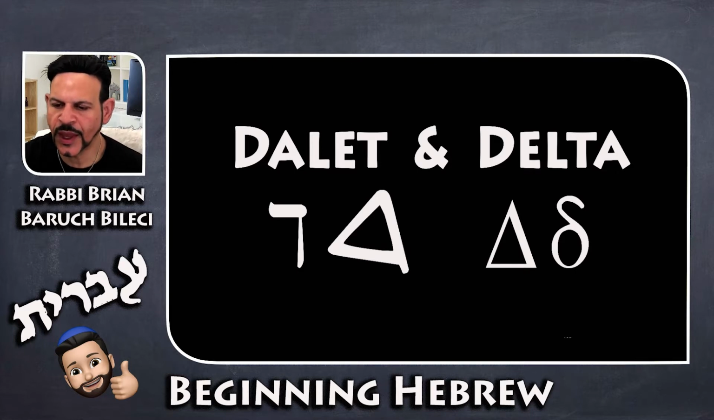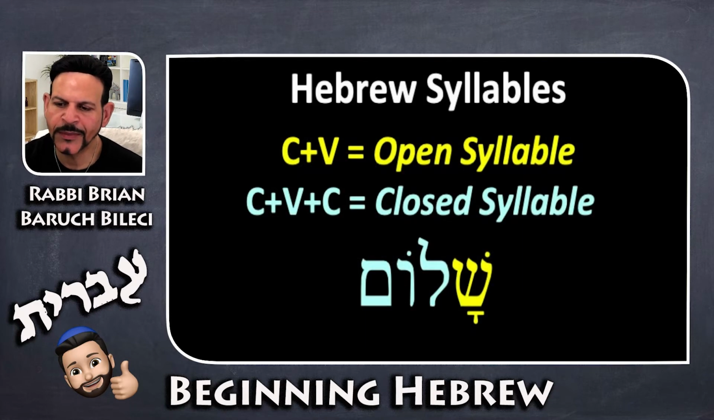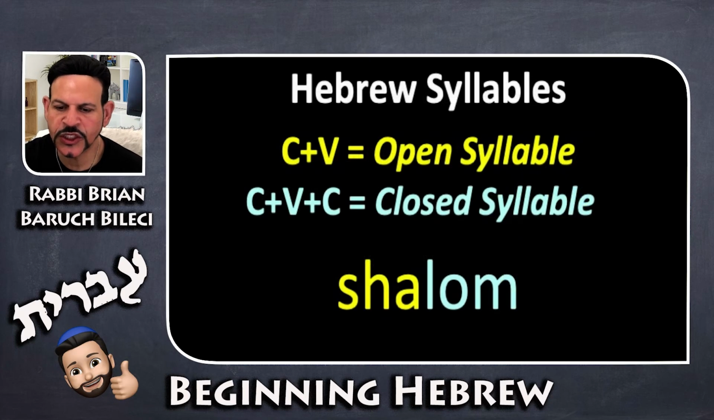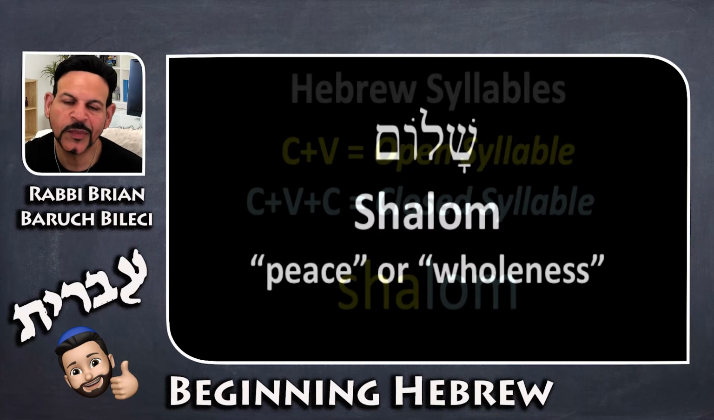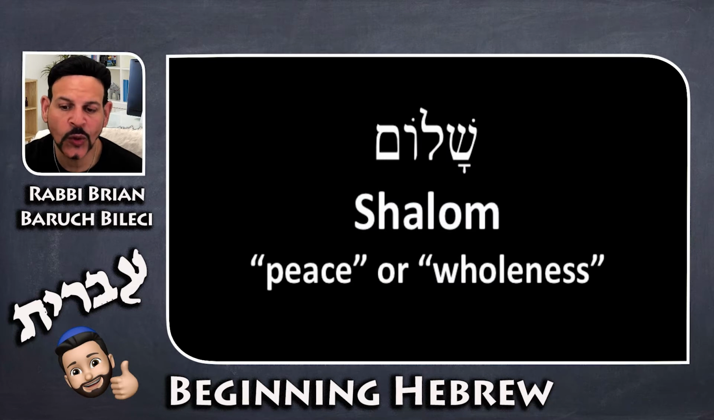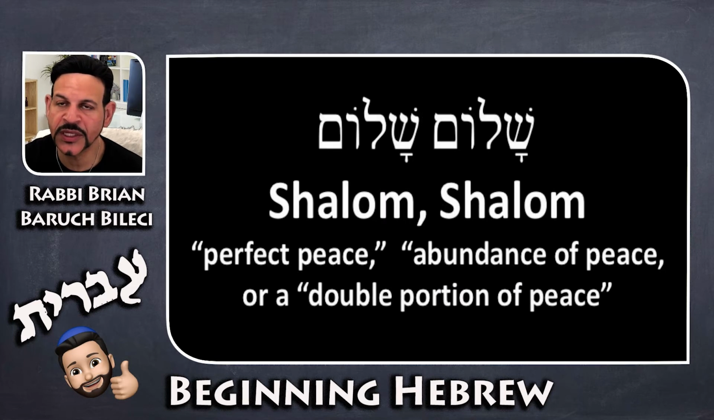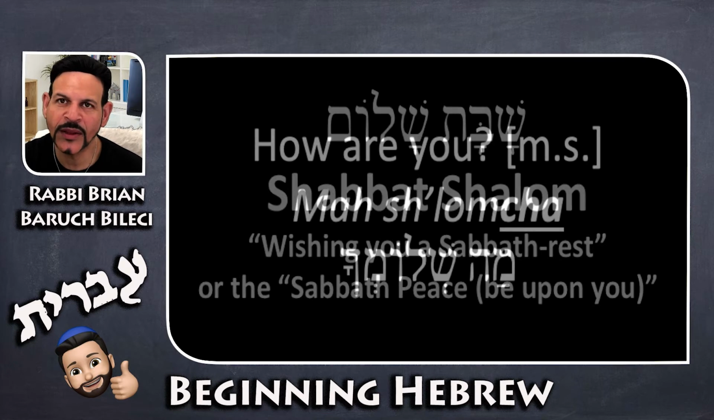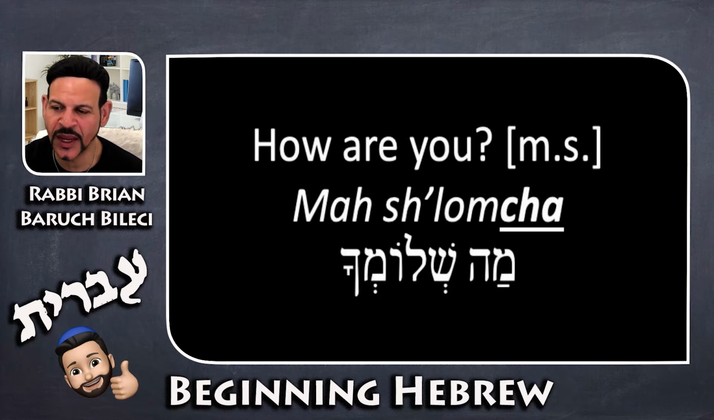So we see that Shalom uses a Mem Sofit at the end, and that would give us the transliteration Shalom, which is translated peace, but it really means wholeness. And we greet each other saying Shalom, Shalom, with a double portion of that wholeness or peace. Especially when we get to Friday, we start saying Shabbat Shalom for the peace of the Sabbath, as well as asking you, how is your peace today?